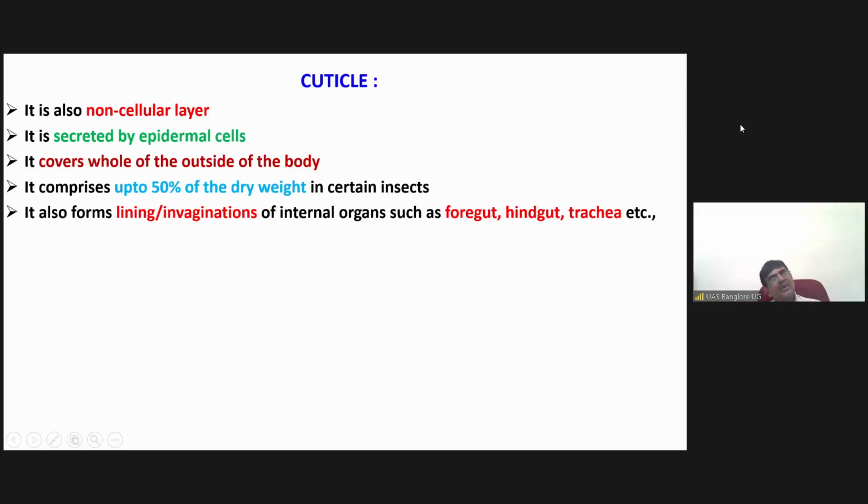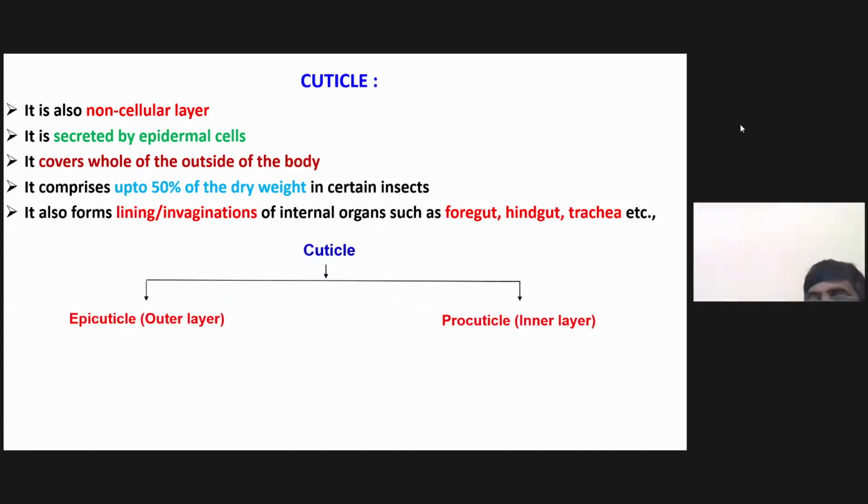This cuticle also forms a lining or invagination of internal organs like the foregut and hindgut, which are a part of the digestive system, and the trachea, which is a part of the respiratory system.